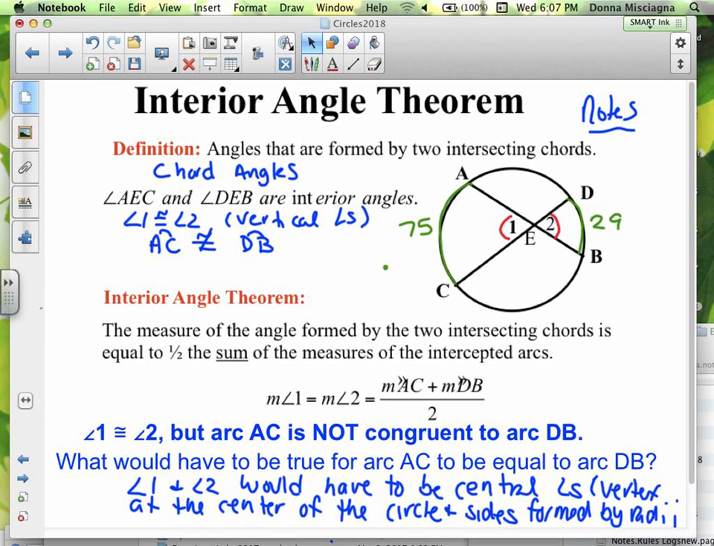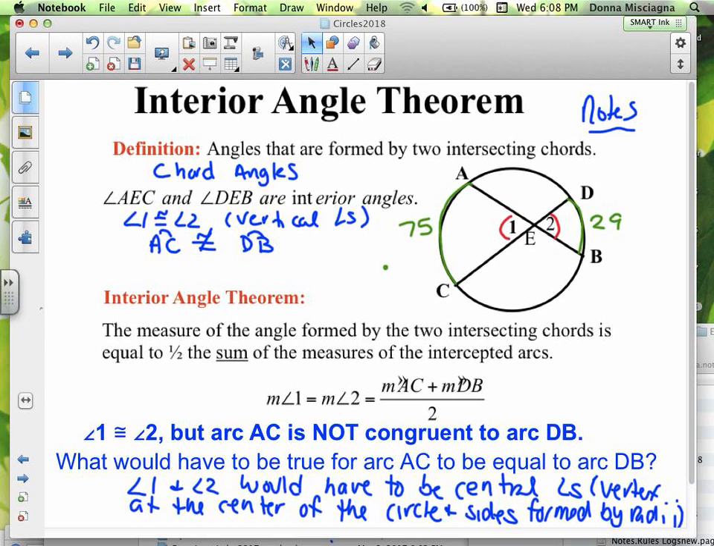This is not a central angle. Its vertex is not at the center, and they're not formed by radii. Those are chords. So for angles that are inside the circle, but not at the center, the measure of the angles formed by the two intersecting chords is going to be equal not to either one of the arcs, but rather to the average of the arcs, half the sum of the measures of the intercepted arcs.